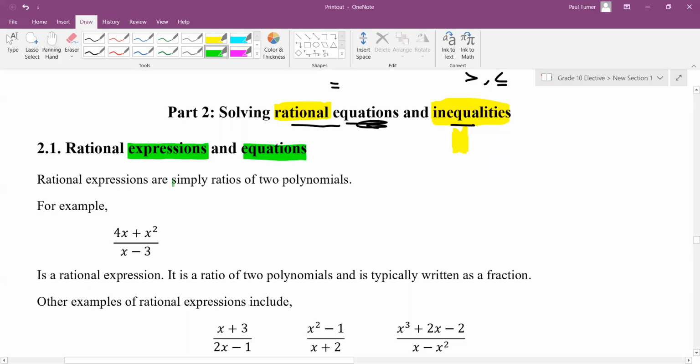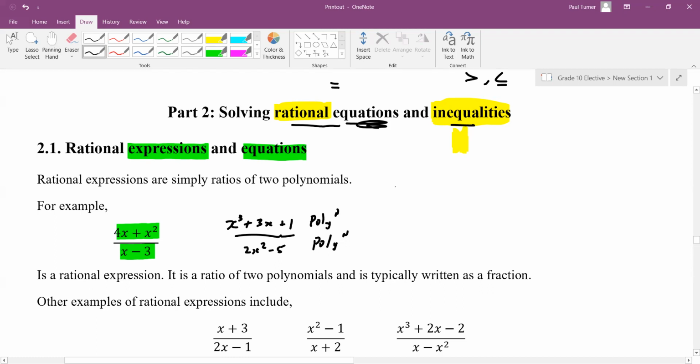So rational expressions are simply ratios of two polynomials. So these are your two polynomials. This is a quadratic polynomial on the top, and this is a linear. So anything that's written like this is a rational expression. So it could be a cubic. It could be x cubed plus 3x plus 1 on 2x squared minus 5, something like that, as long as these are polynomials on top and on the bottom.